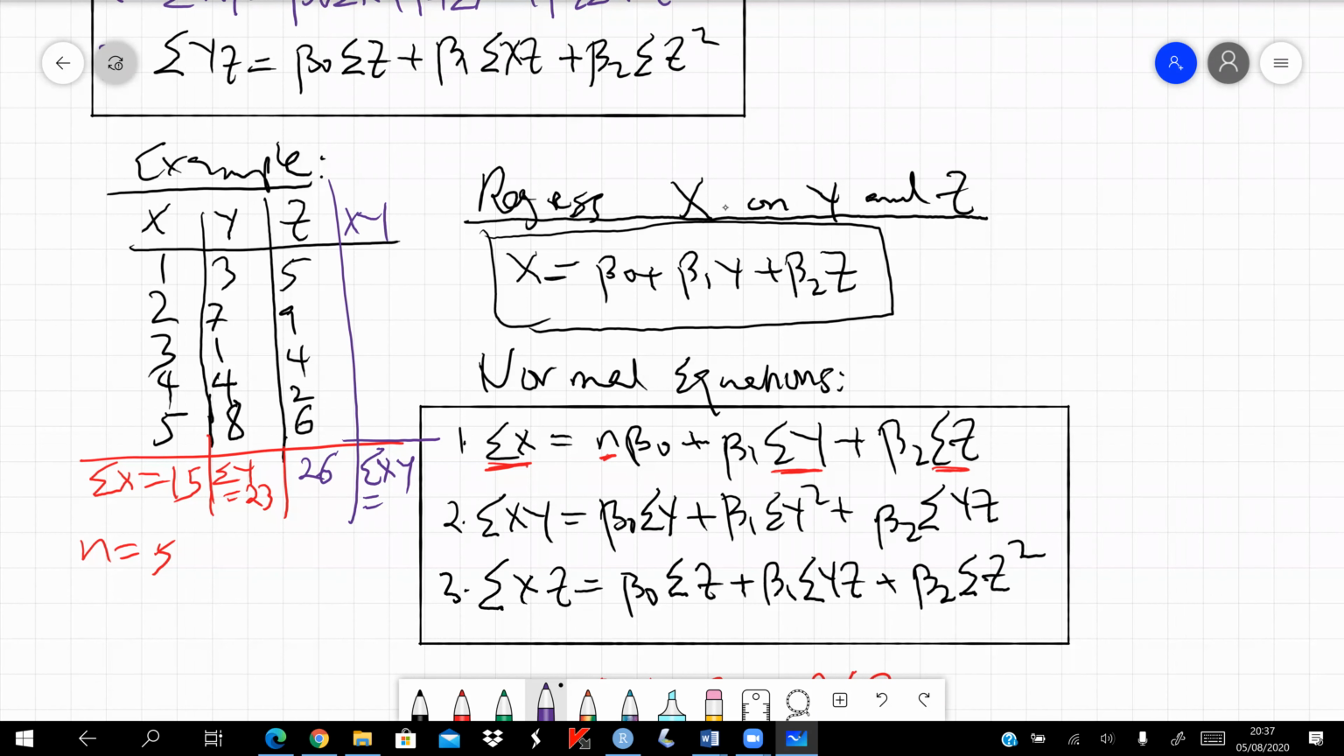XY will give us how much? This is 3 plus... 76. I already have summation of Y. I need Y squared.